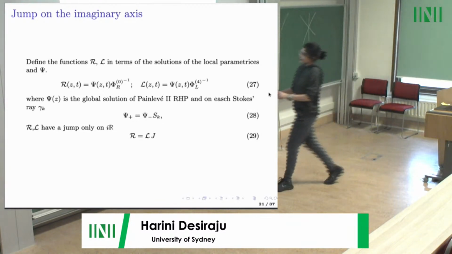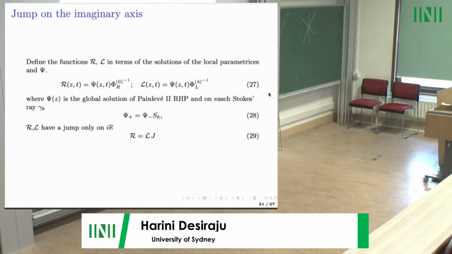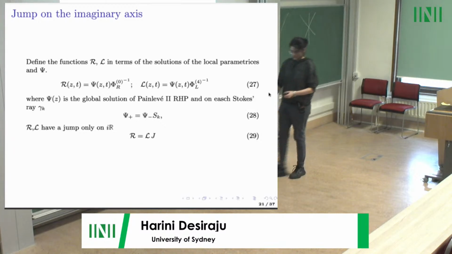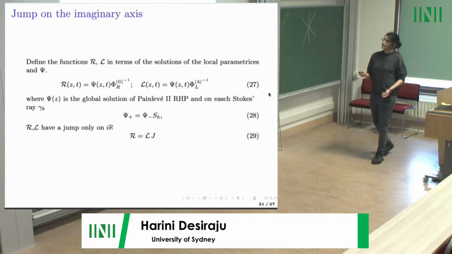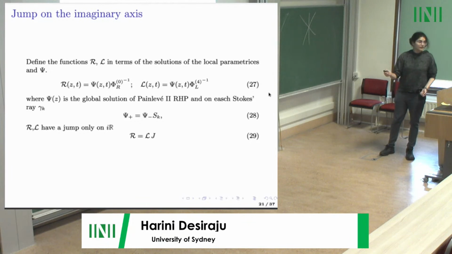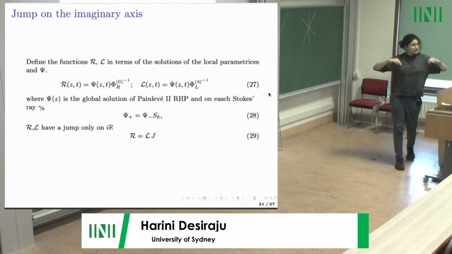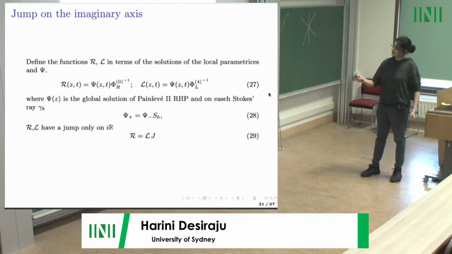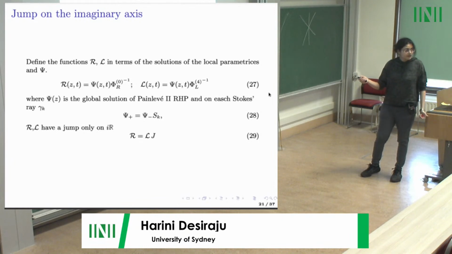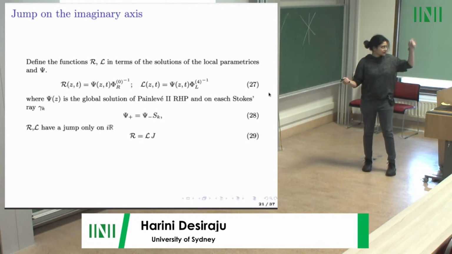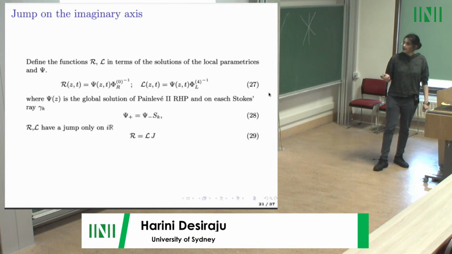This will do the following. It will cancel out all the jumps, and it will induce a new jump, but on the imaginary axis. So if you plug this back in, then everything cancels out because you're taking the ratio, and you have a rather simple looking function with just a single jump on the imaginary axis.